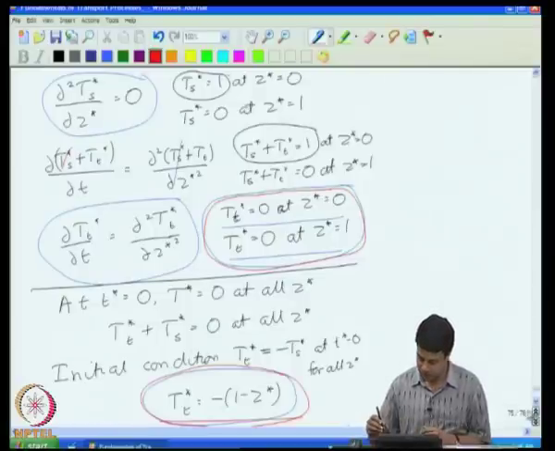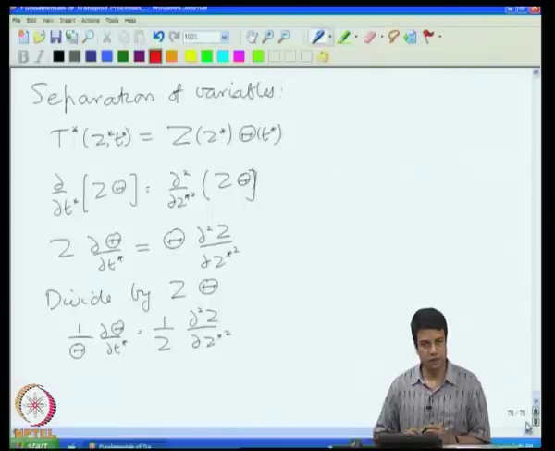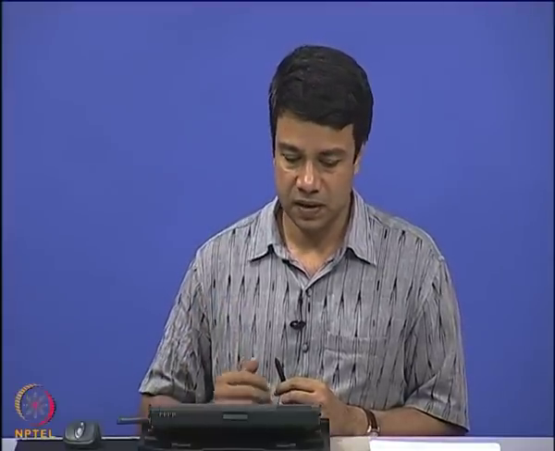And then I briefly told you the procedure for separation of variables. This one we will review once again in the next class before we go on to the solution for the entire temperature profile. So, this separation of variables procedure is the second example of how you solve partial differential equations within the domain.